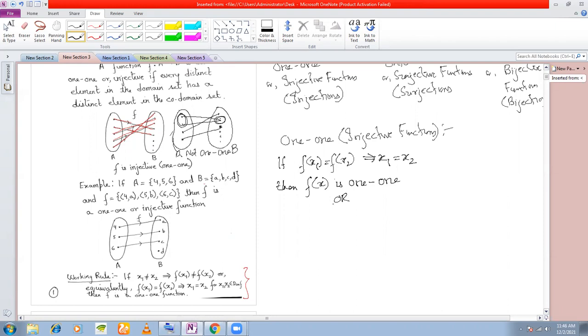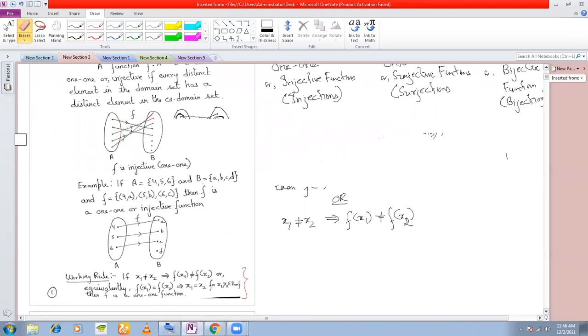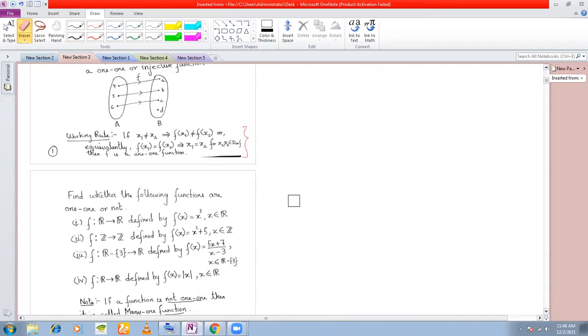Or the other way, which is a very convenient mathematical way, is that x1 not equal to x2 implies f(x1) not equal to f(x2). This is another way of checking, where obviously x1, x2 belong to the set A. So with this we can check whether a function is injective or not, that is whether a function is one to one or many to one. So let's see the exam problem that I have given you here on one to one.